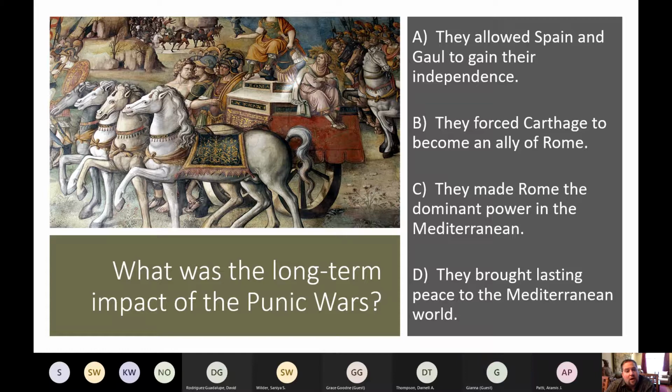Okay, so what was the long-term impact of the Punic Wars? They allowed Spain and Gaul to gain their independence. It forced Carthage to become an ally of Rome. It made Rome the dominant power in the Mediterranean, and it brought lasting peace to the Mediterranean world. Nicholas, what do you think? C. C, good, I agree. Rome becomes the dominant power in the region, unchallenged.